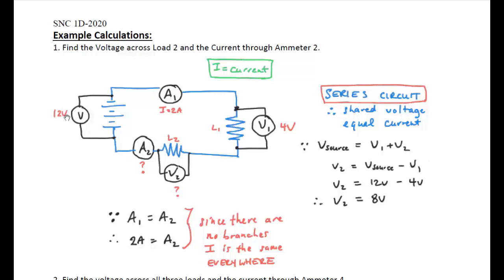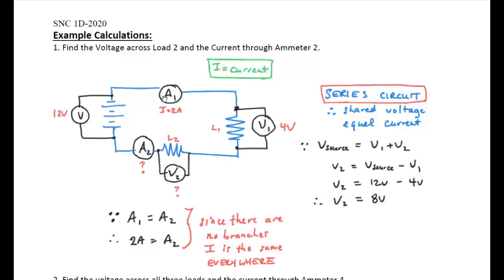So the voltage of the source minus the voltage being used by load 1 should give me this. Well, if it's 12 volts here, and I've only used 4 volts here, I should have 8 volts left, and that's what you see in this answer right here. And then, because I'm using a series circuit, we have shared voltage but equal current anywhere in the circuit.